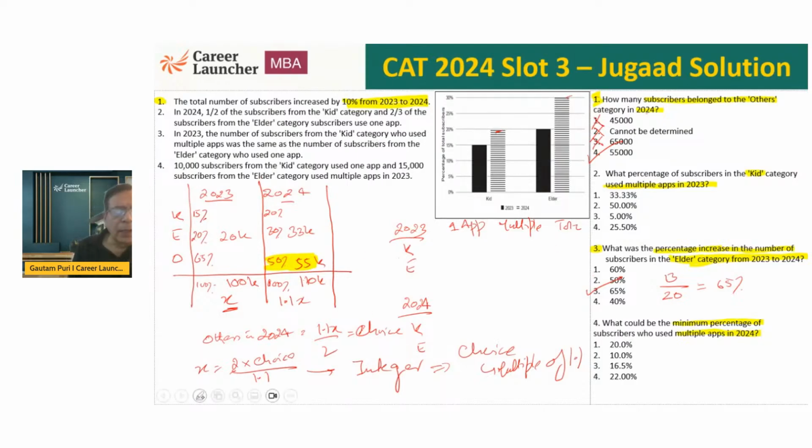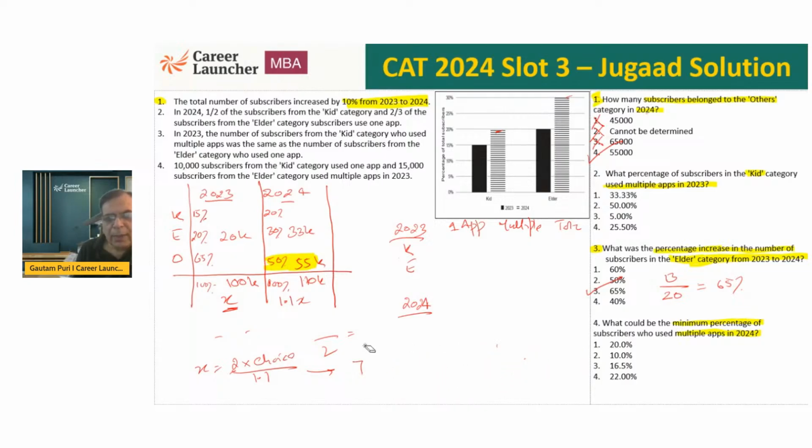Now we need to look at the others. Now we need to worry about the others. I'll just erase this extra work which I had done out here to explain. Now let's look at the other 2 questions. What is in them? They are talking about multiple apps and single apps. So out here we have also kids and elders.